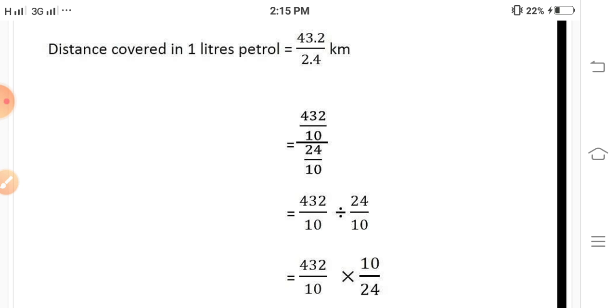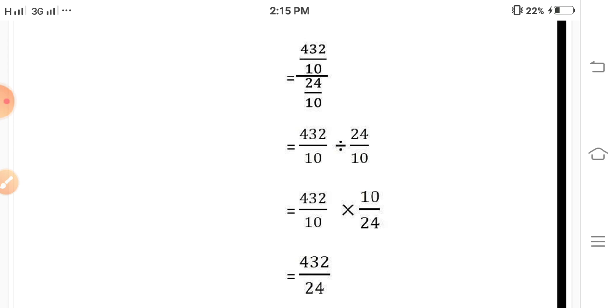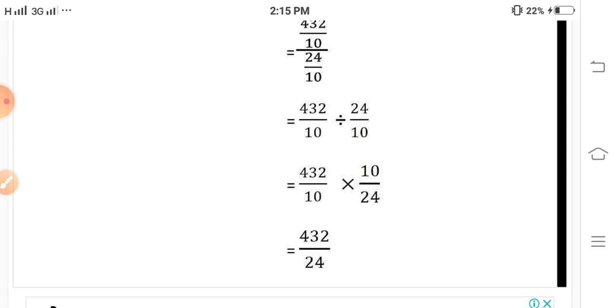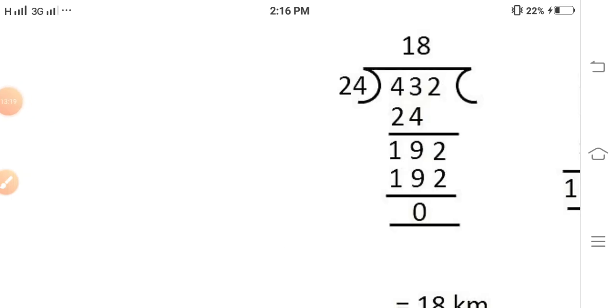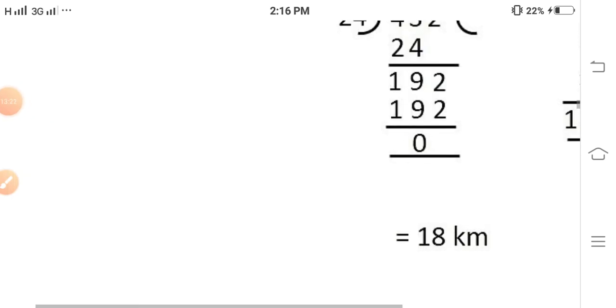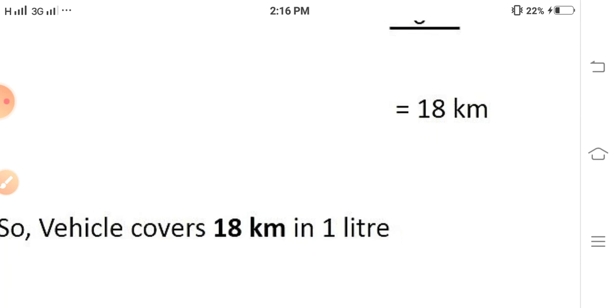So remove the decimal points and take the reciprocal of the second term. So it becomes 432 upon 10 multiplied by 10 upon 24. So 10 will be cancelled out with each other. So we are left with 432 upon 24, which is equal to 18. So the answer is 18 kilometers. So the vehicle covers 18 kilometers in 1 liter of petrol.